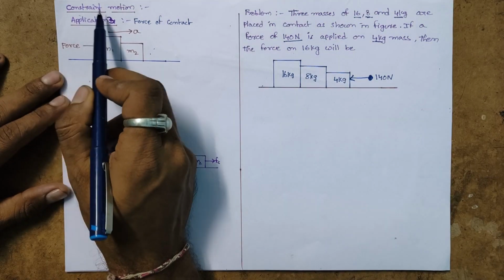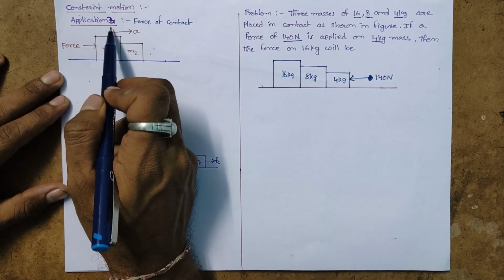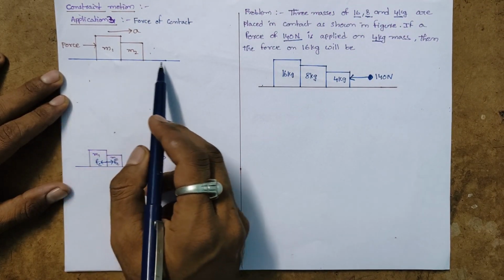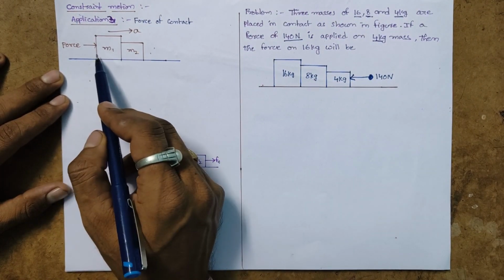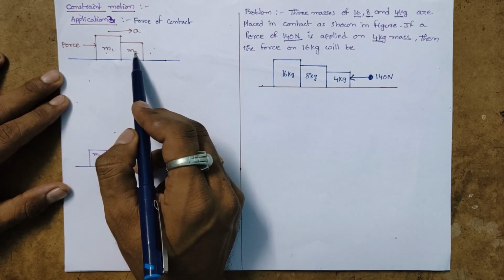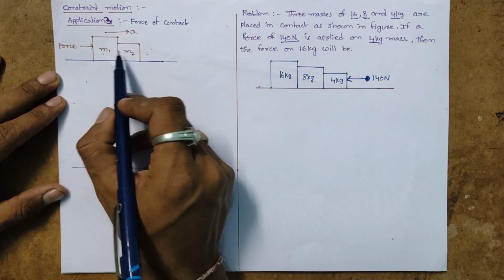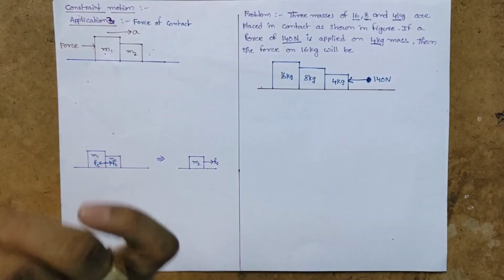The topic is constraint motion, application number 3, force of contact. Look here, this is the horizontal surface and I have two objects of masses m1 and m2 which are placed on the horizontal surface, and these two bodies are in contact with each other.